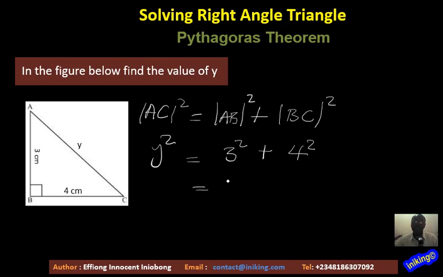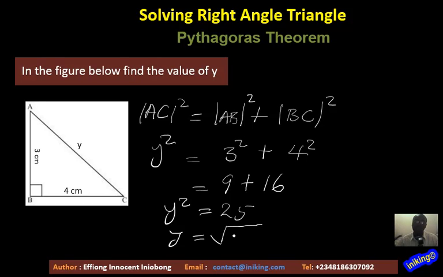And that gives us 9 plus 16, which is what? 25. So y square is 25. What is y? Y is therefore straightforward, the square root of 25, which gives us 5 centimeters. So in this case, the value of the side labeled y, the length is 5 centimeters.